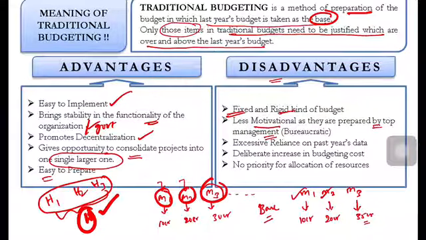And excessive reliance on the past year's data, right? So last year you have done something, this year you will simply borrow the same data. Next year also you will pass this data to next year's budget, and then next year you will pass the last year's previous budget. So like that. And deliberate increase in budgeting cost.